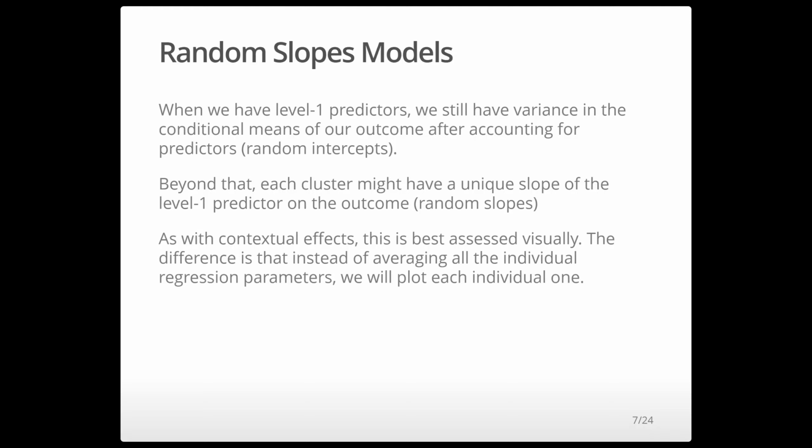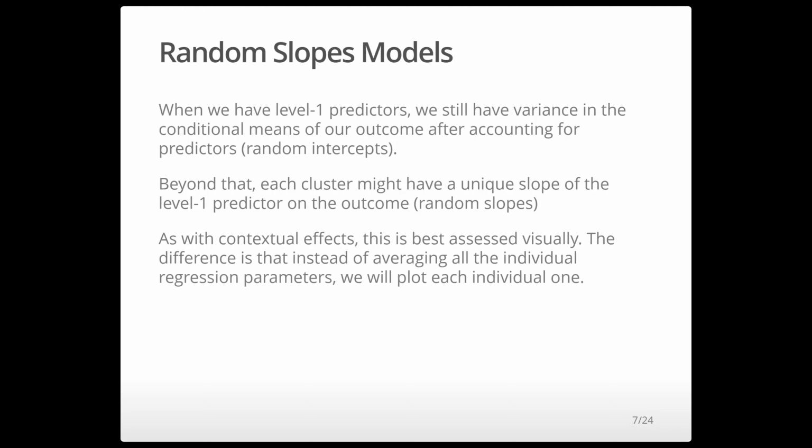So as before, we still have a conditional cluster mean on our outcome variable, which is what the random intercept is. But now we also have a random unique slope, or a possible random unique slope, for each person's within-cluster variability of sleep on p-affect.